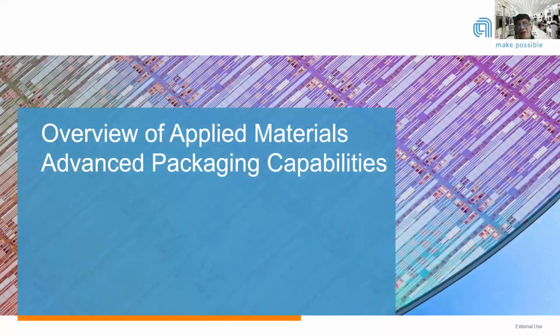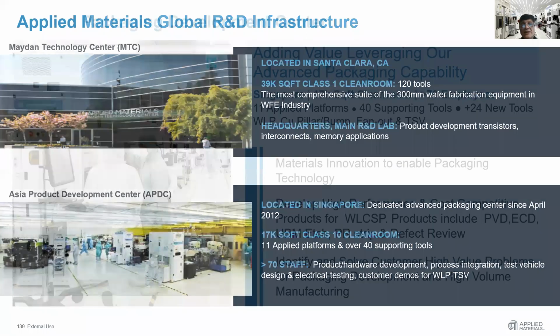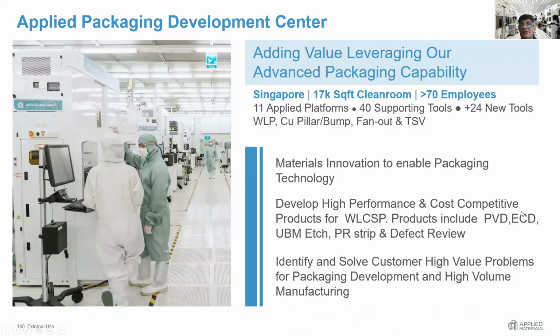So I must now quickly take you through what Applied Materials does in this area. And you know that in my last session, I had covered the Medan Technology Center, which is a 40,000 square foot clean room. And then we have in Singapore, the Asia Product Development Center, which is operational for the last 8 years. We have a 17,000 square foot class 10 clean room. There are 40 odd tools out there. There are tools getting added out there, and there is a staff of over 70 R&D engineers out there.